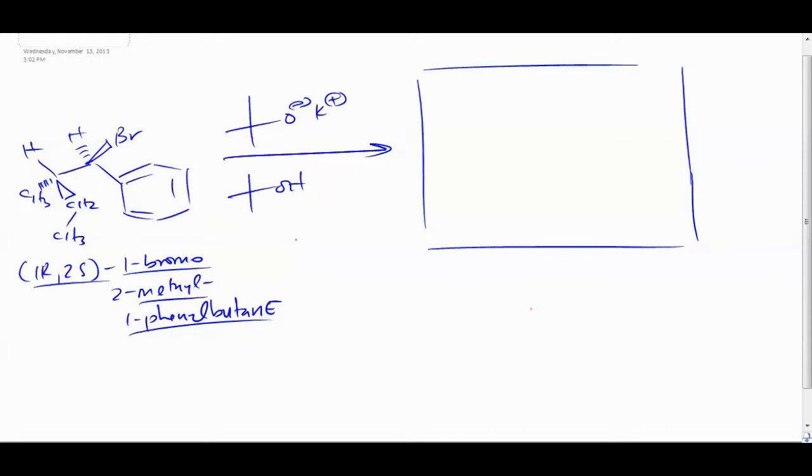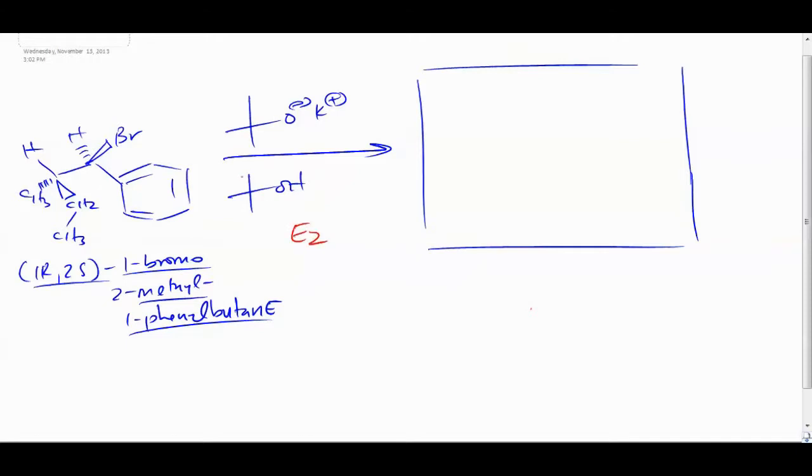So you're talking about substitution, right? But we're going to get an elimination in this case. So the bromine is going to be eliminated, the whole group. Okay, so how are we doing the elimination? Do you know? Through an E2. That's right. So we're going to be doing an E2.